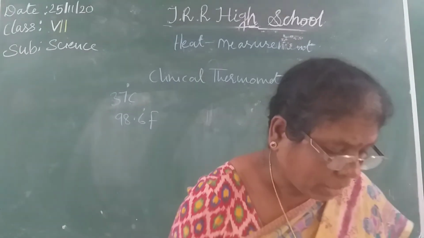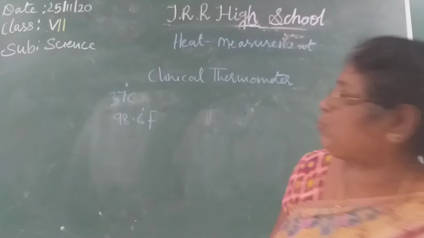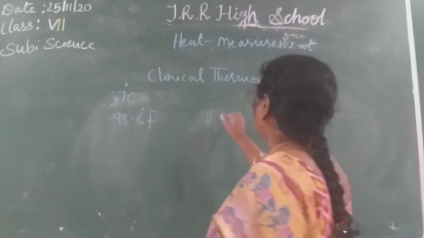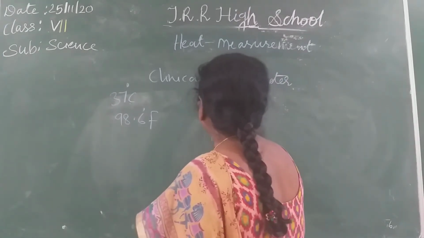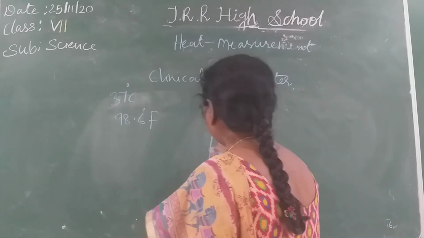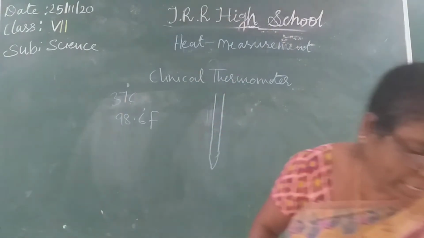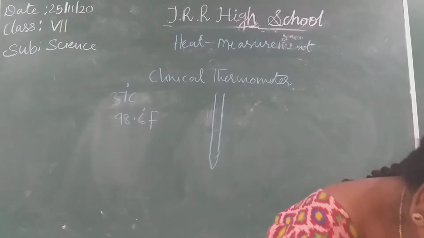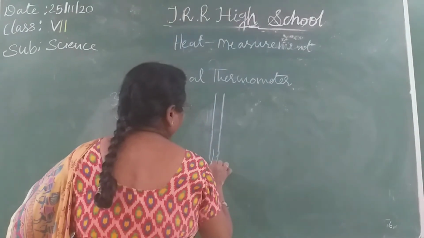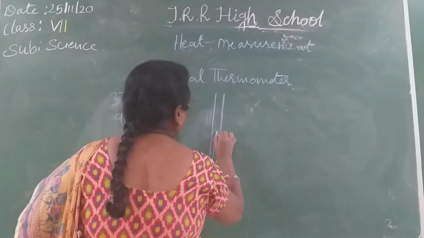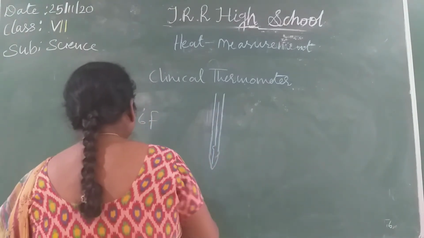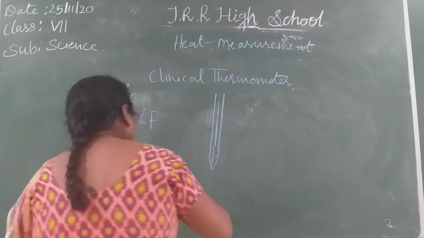Isn't it? Now here, on the clinical thermometer, 2 types of scales are marked: the Fahrenheit scale and the Celsius scale. And here, this is what you call the kink, which prevents the falling of mercury. It prevents the falling of mercury.